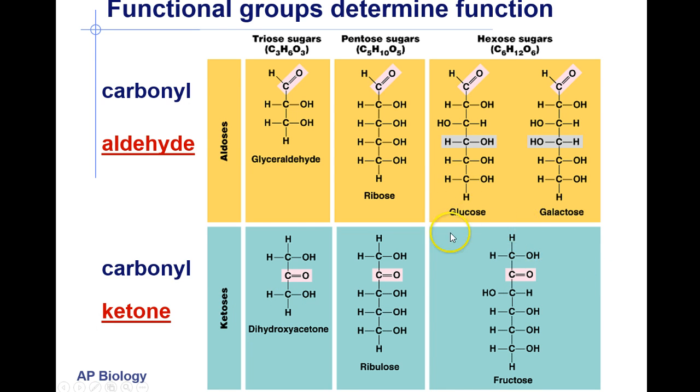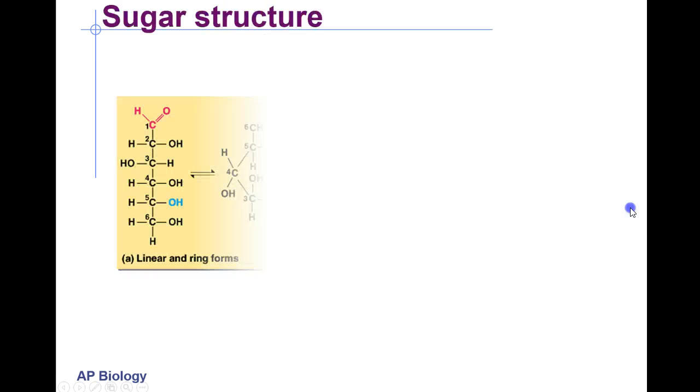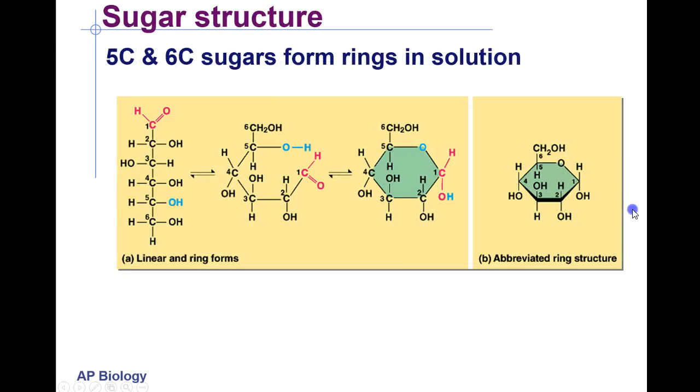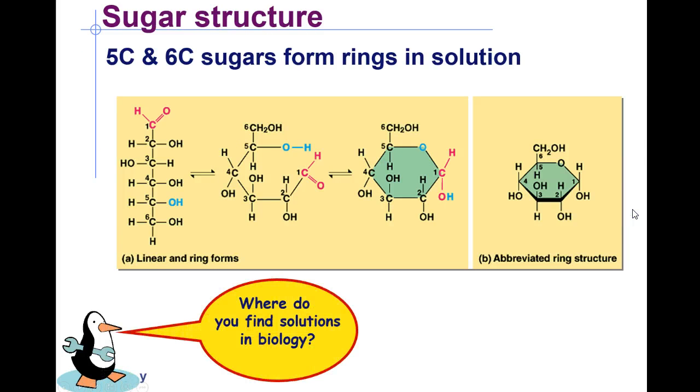There's our common one called glucose right here, a 6-carbon sugar. On the previous slide, it was in its regular kind of hexagon ring shape. Here it is nice and spread out in a chain. We could look at it either way. In a solution, though, it would most likely form a ring like this.